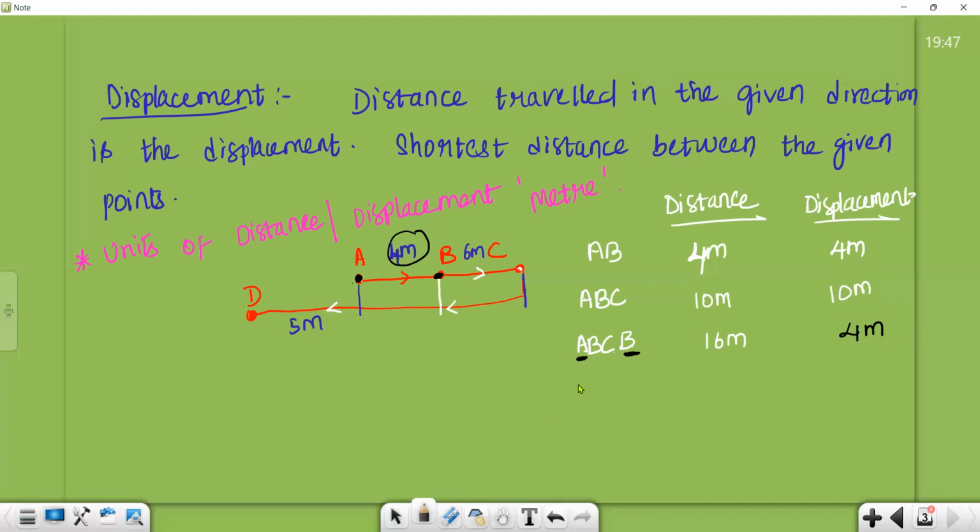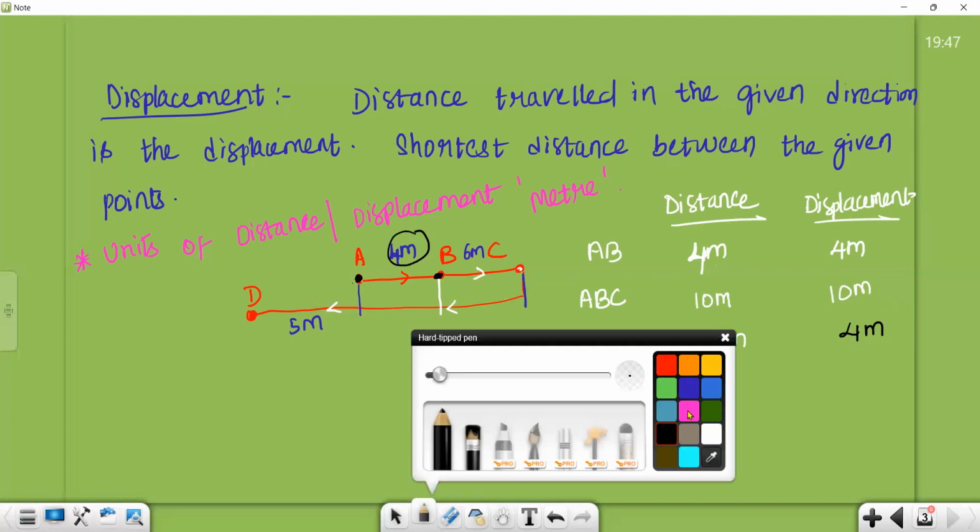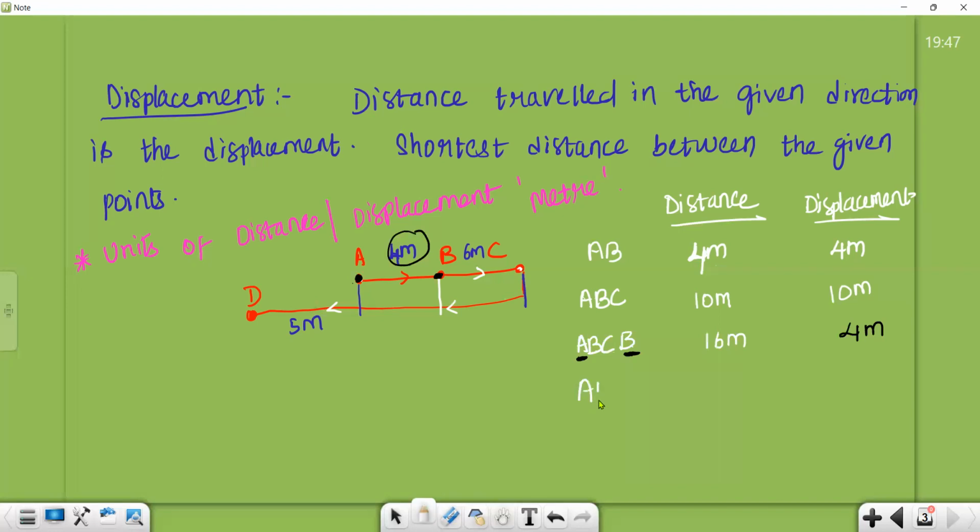Did you understand the difference between displacement and distance? Yes, ma'am. Now I'll write one, you tell me. A, B, C, A. Displacement is 0 meters, right? Because initially it is at A and finally it reached A. So what is the shortest distance it can travel? If the initial and final point is the same, then it will be 0. The distance is 20 meters. Very, very good.